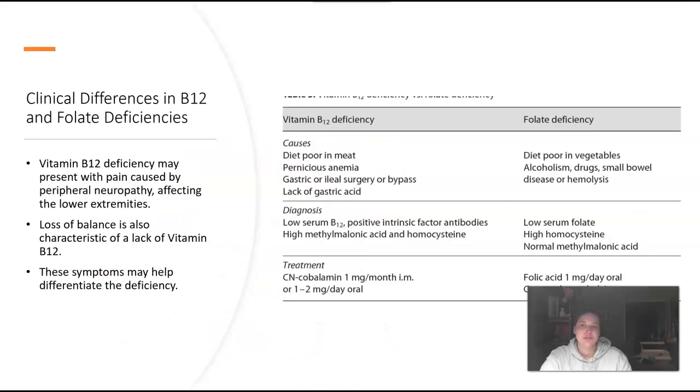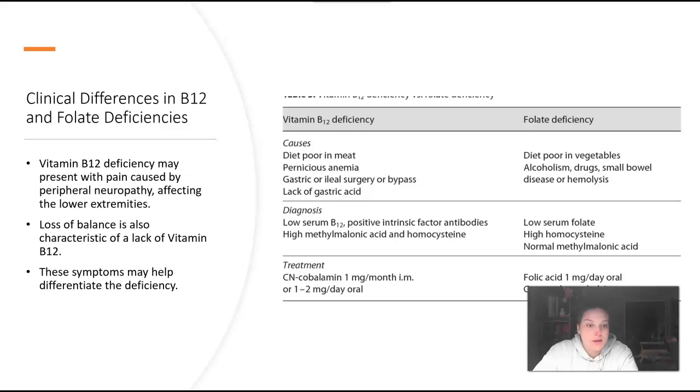So it's important to determine the differences between a vitamin B12 deficiency and a folate deficiency. There are some clinical manifestations that are different. In a vitamin B12 deficiency, it may present with pain caused by a peripheral neuropathy, affecting the lower extremities specifically, such as your hands and feet. And loss of balance is also characteristic of a lack of vitamin B12. And these symptoms may help differentiate the deficiency.